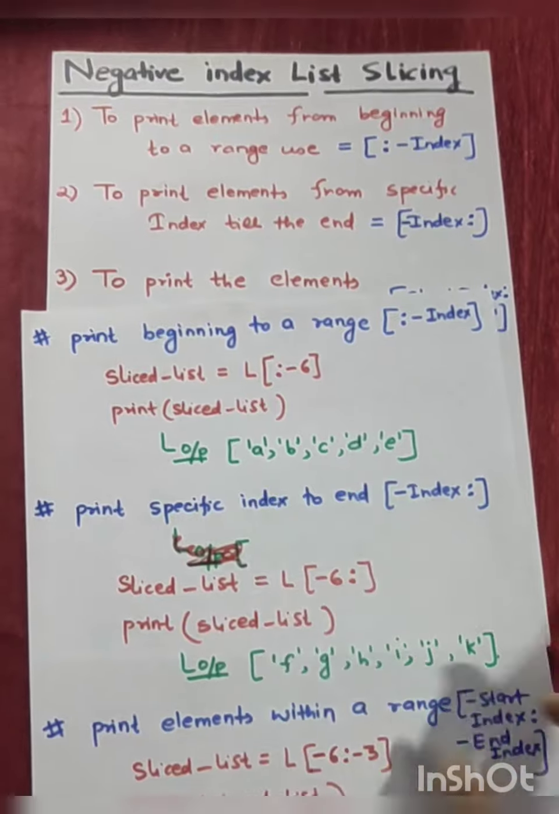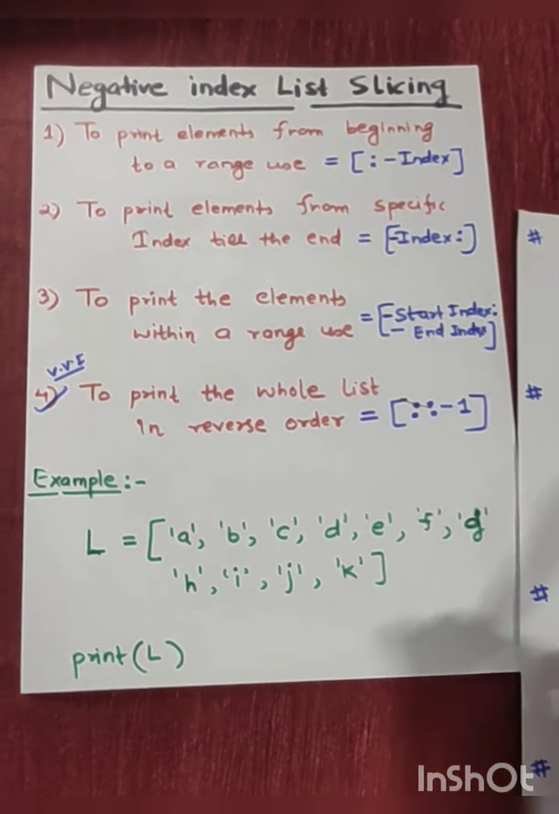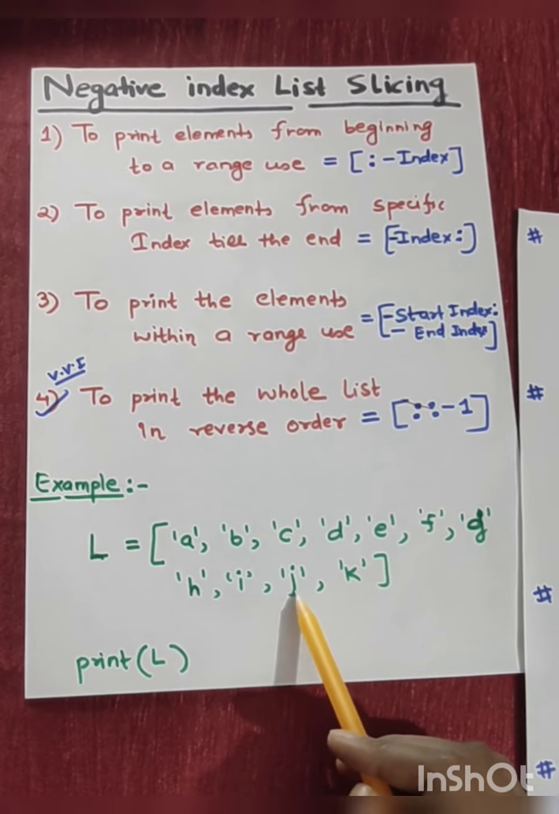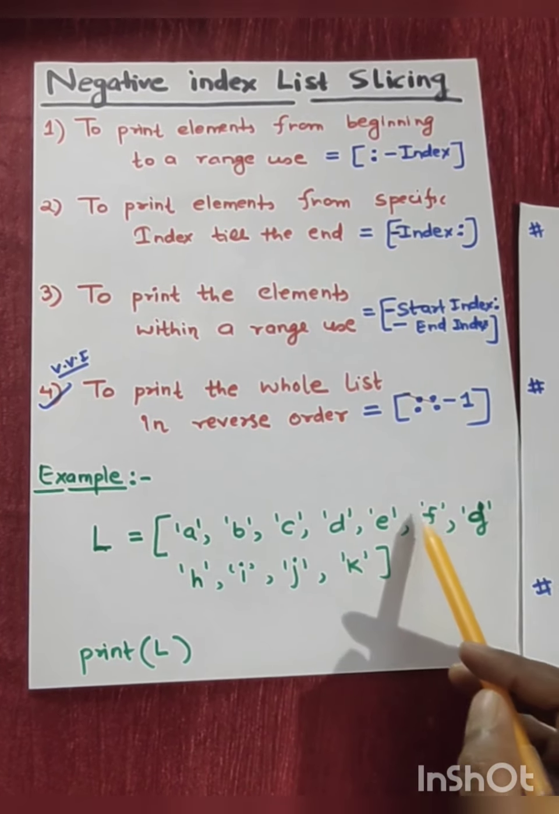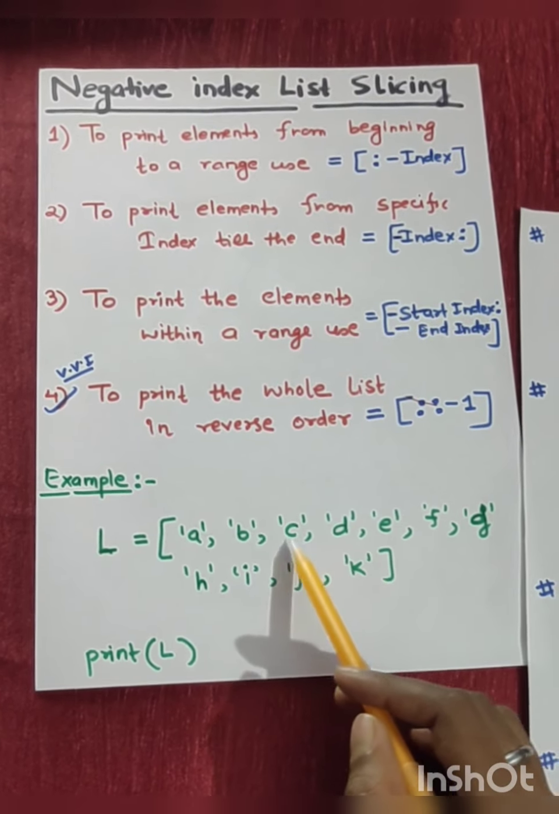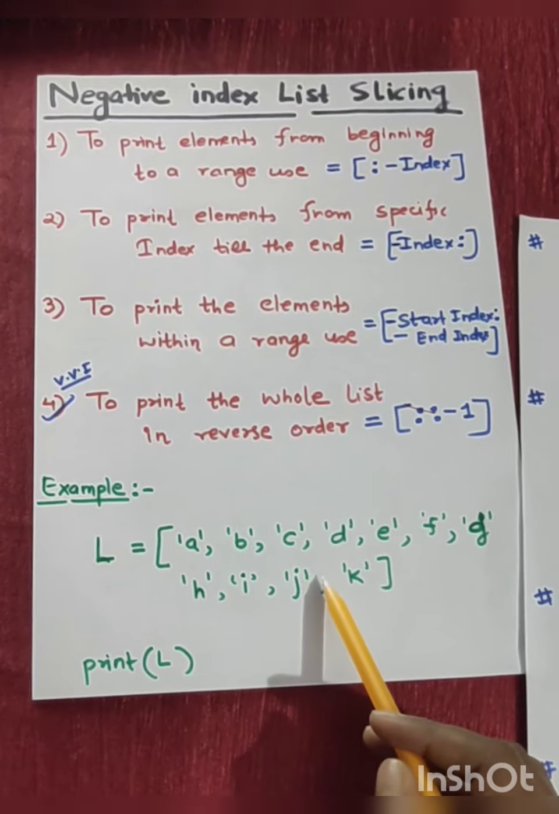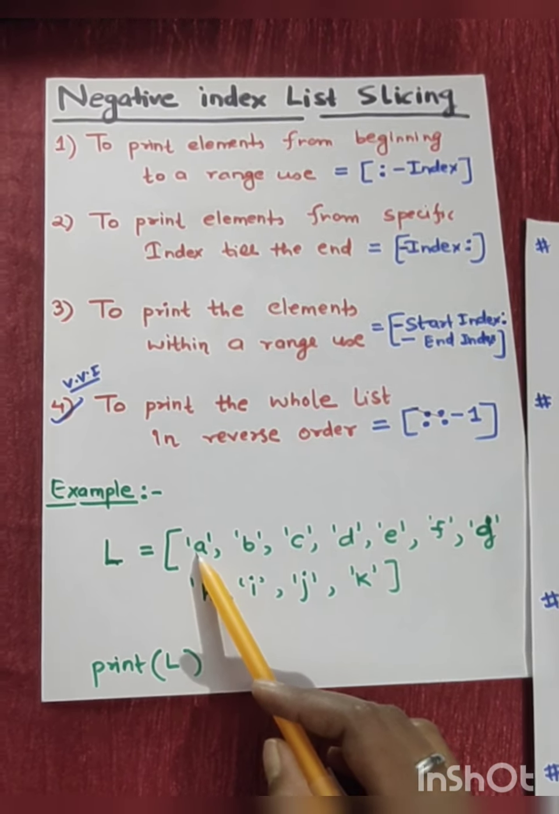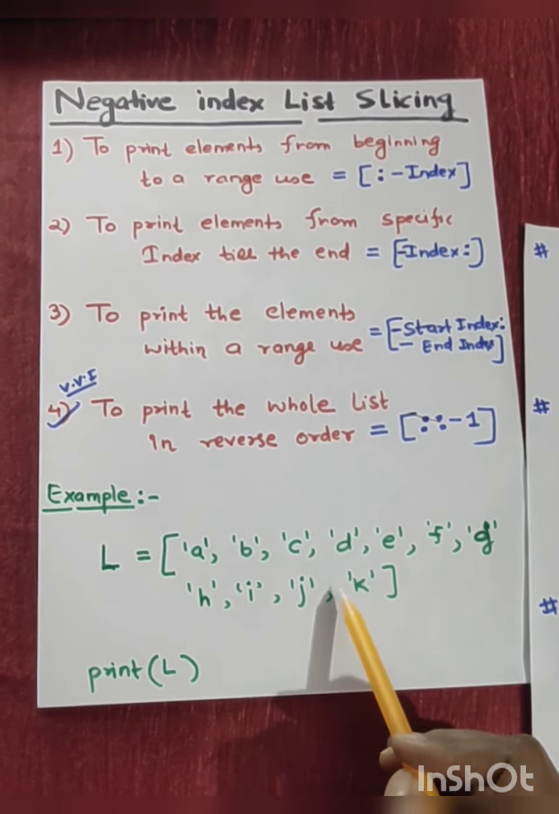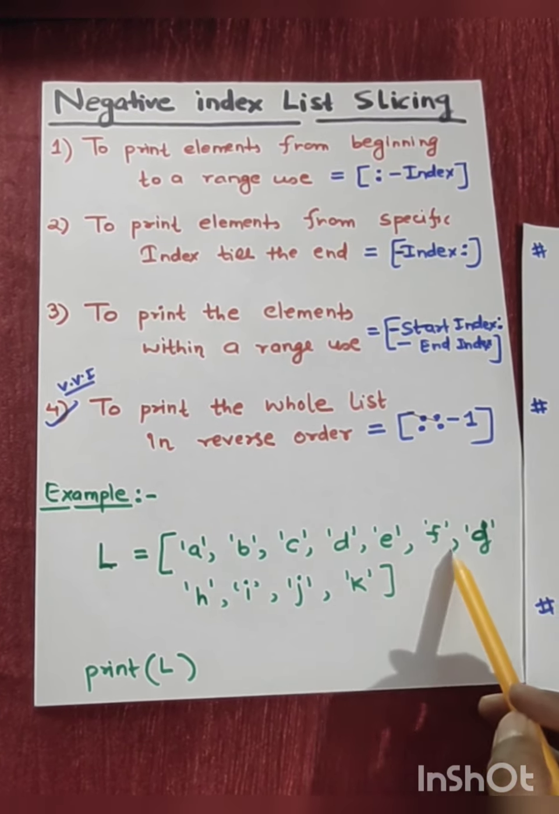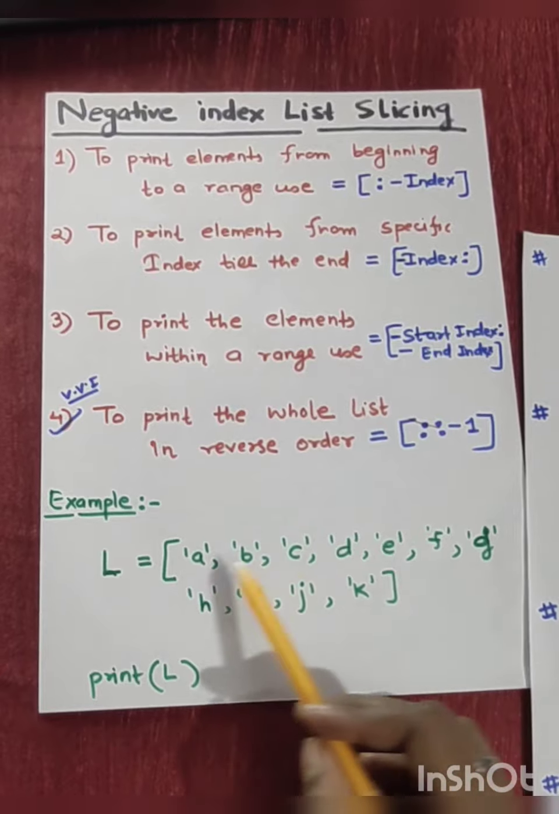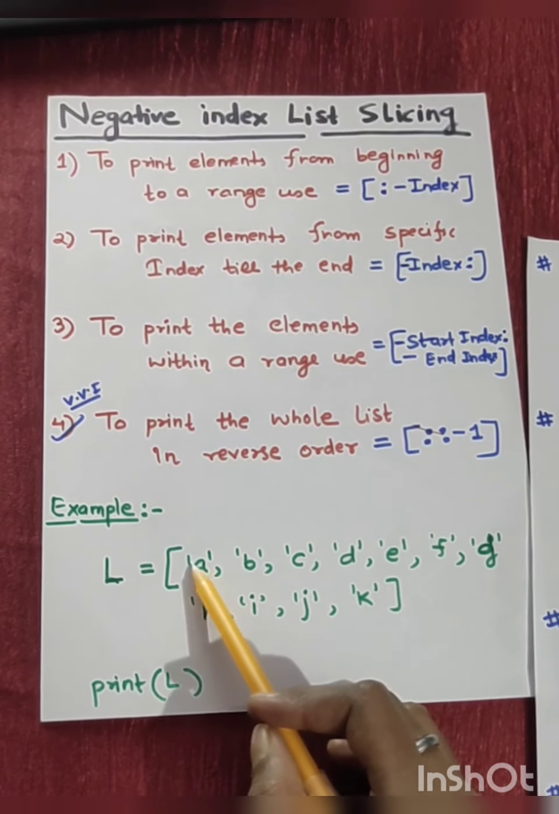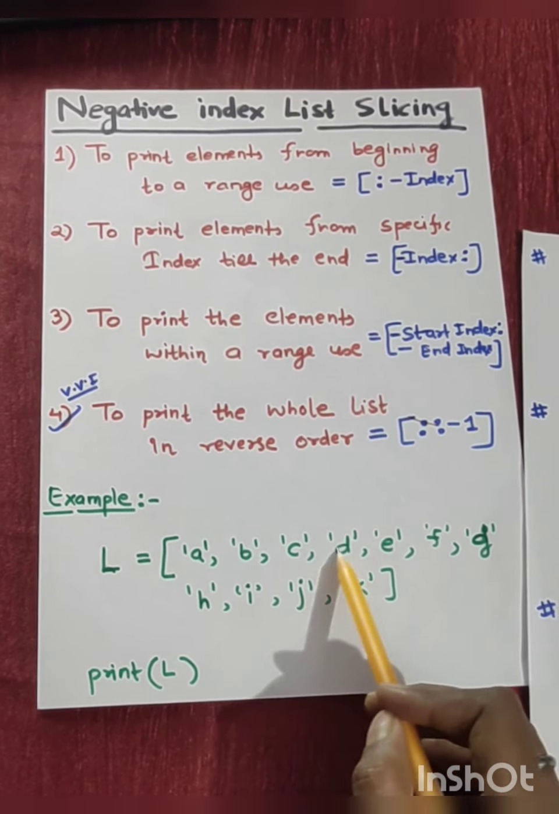So what is the output? Here this is minus 1, minus 2, minus 3, minus 4, minus 5, minus 6, minus 7, minus 8, minus 9, minus 10, minus 11. So I want the elements from colon to minus 6. Minus 1, minus 2, minus 3, minus 4, minus 5, minus 6. So what elements will I get? A, B, C, D, E.